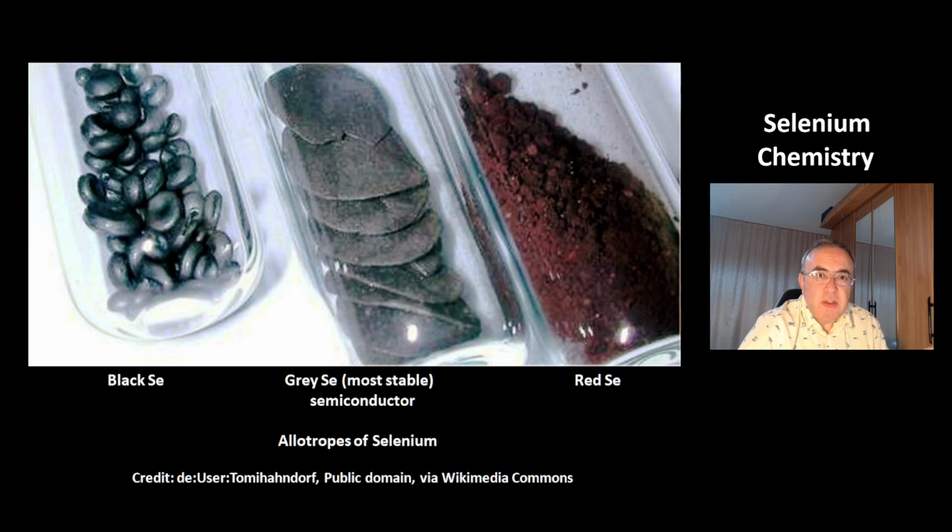These are 3 allotropes of selenium. At the left, that's the black selenium. In the middle, that's gray selenium, that is the most stable allotrope, and it is a semiconductor. And at the right, that's red selenium.